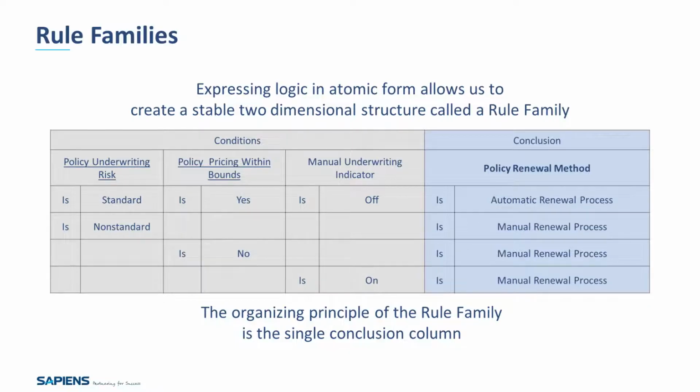To read a rule family, we start with the first row and go across the columns. As we go across the columns in a row, we would AND together the conditions. As you read down the rows, you would OR together each of the rows. A rule family's rows and columns can be rearranged without changing the result of the rule family. For example, I will read the first two rows.